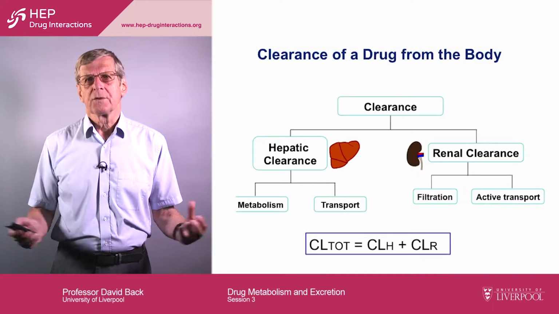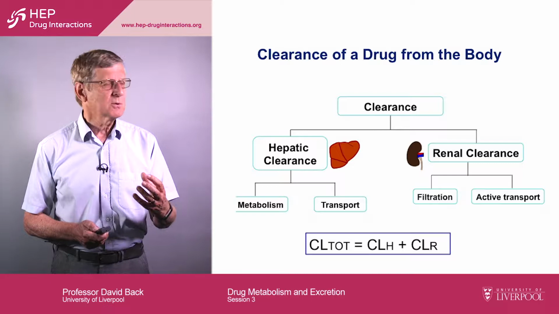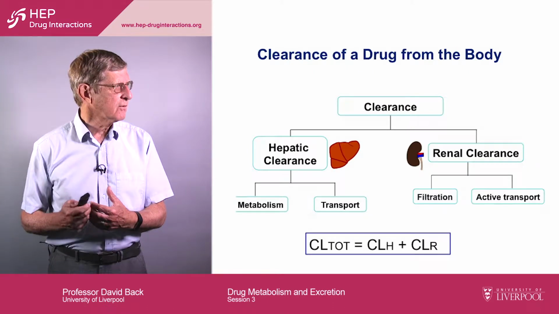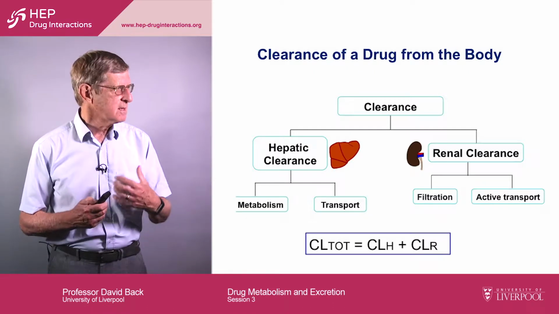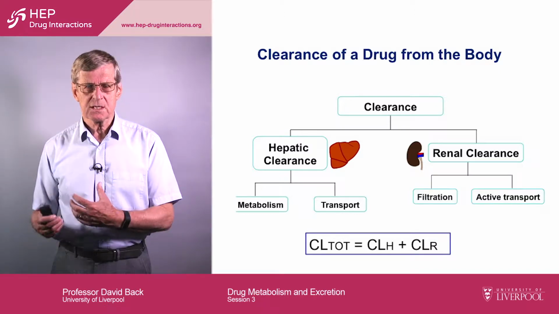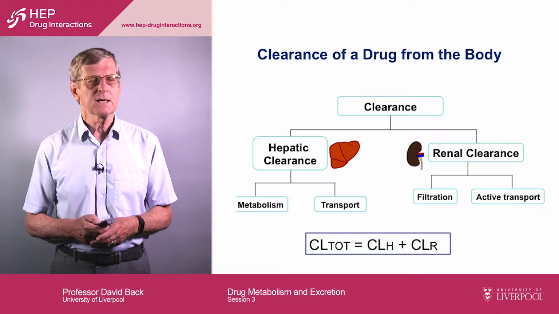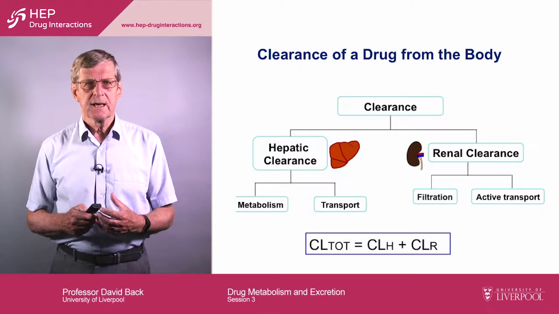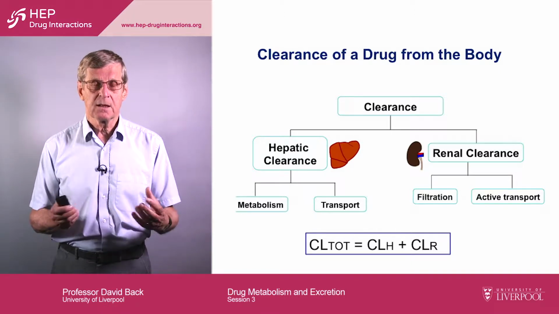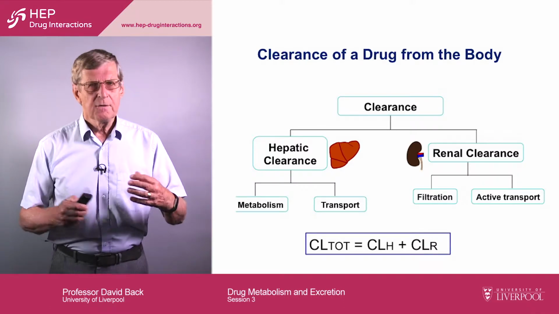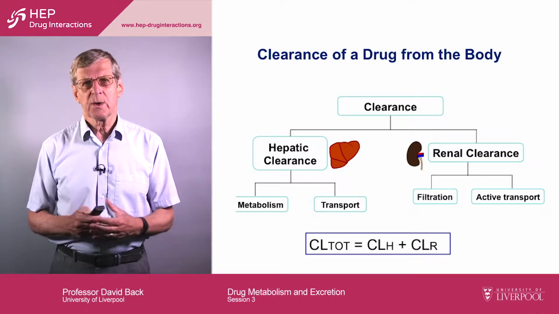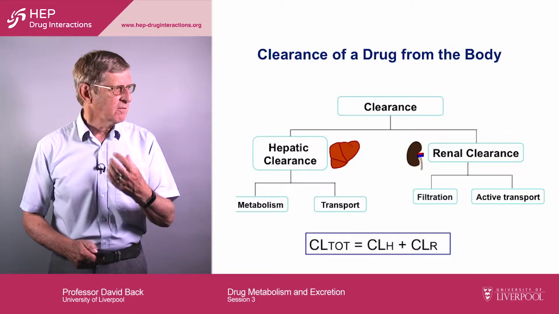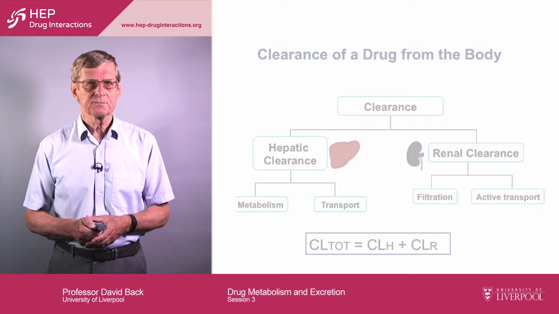So if we look overall at the clearance of a drug from the body, there are two principal ways. One is through the liver, hepatic clearance, and the other is through the kidney, renal clearance. And we can subdivide hepatic clearance into the mechanisms of metabolism and transport, which can both influence the clearance of the drug, and in the kidney, the mechanisms of filtration through the glomerulus and active transport across particularly the proximal tubule. And if we want to put this into a generalized equation, it is that the total clearance of the drug from the body will be a composite of hepatic clearance plus renal clearance.